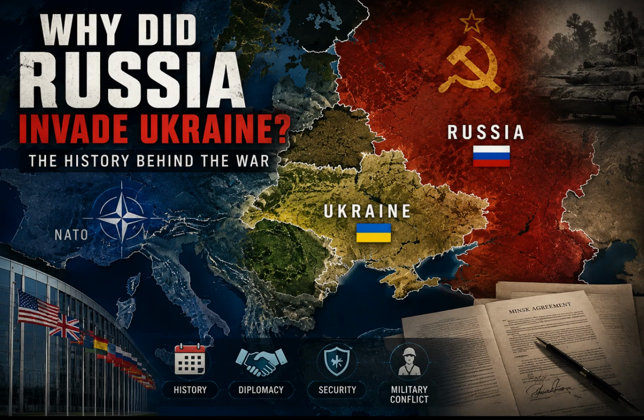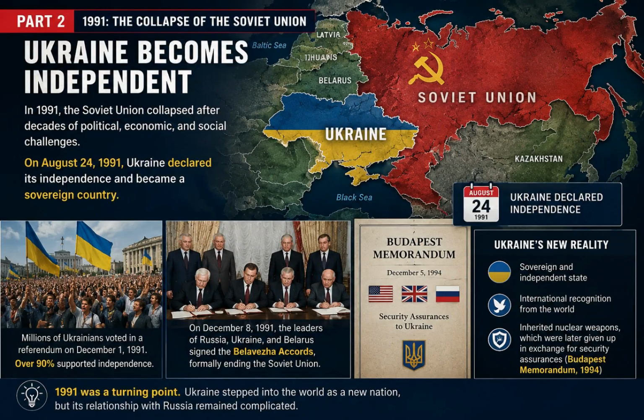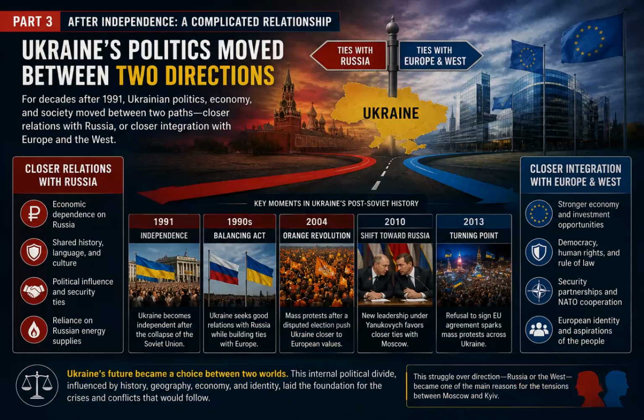Why did Russia invade Ukraine? To understand the war, we need to go back to 1991, when the Soviet Union collapsed and Ukraine became an independent country. For years, Ukraine tried to balance its historic relationship with Russia with growing ties to Europe.